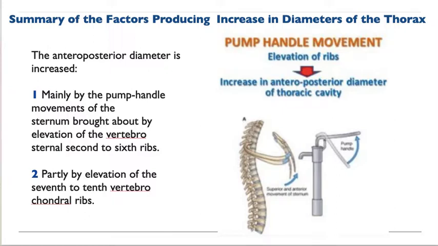number one, we have the pump handle movement, which is causing the elevation of the ribs, increasing the anterior posterior diameter of the thoracic cavity. So the anterior posterior diameter is basically increasing by the pump handle movement of the sternum, brought about by elevation of the vertebrosternal, that is second to the sixth rib, and partly by the elevation of the 7th to the 10th vertebrochondral ribs.